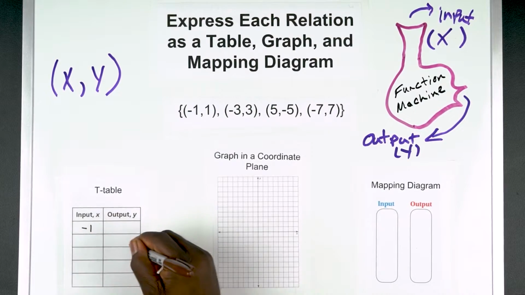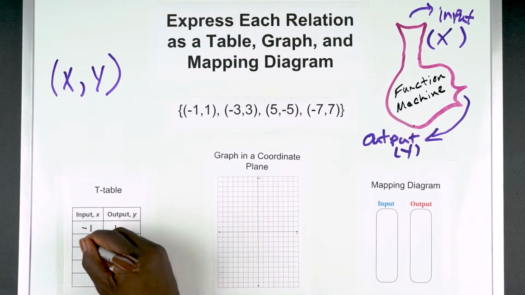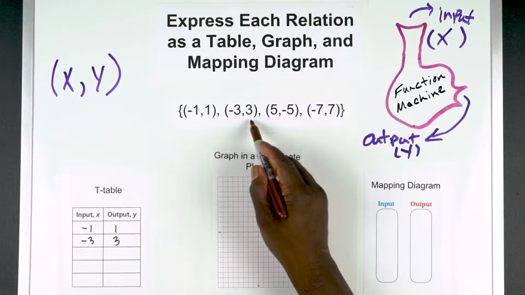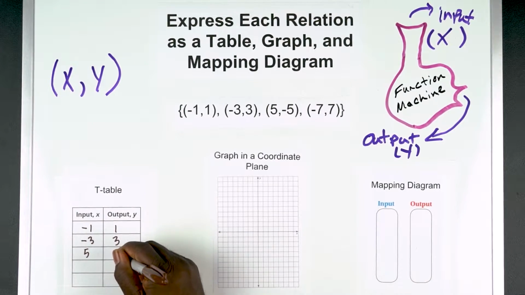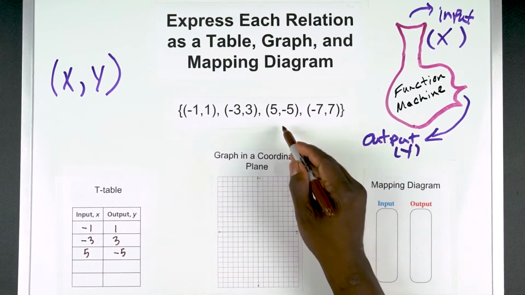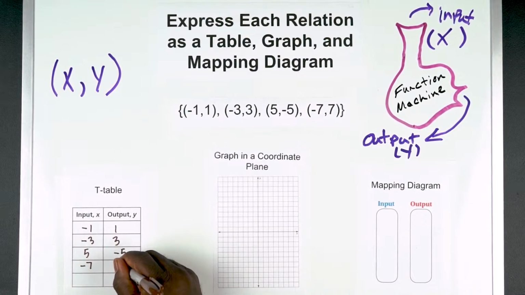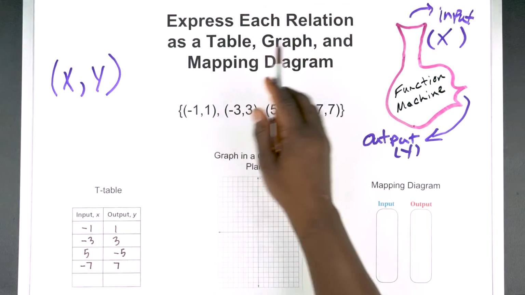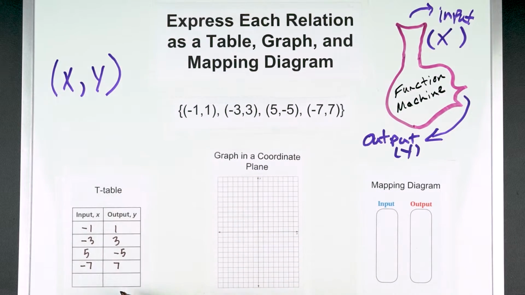This is -1 and 1. That's for this first ordered pair. We have -3 and 3, that's for the second ordered pair. We have 5 and -5, that's for the third ordered pair. And then we have -7 and +7. That's for the fourth ordered pair. So we've expressed each of these relations as a t-table.